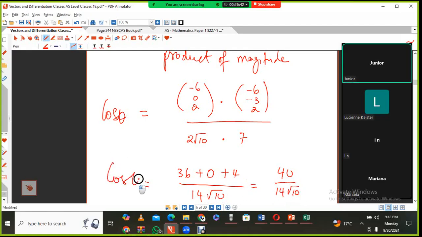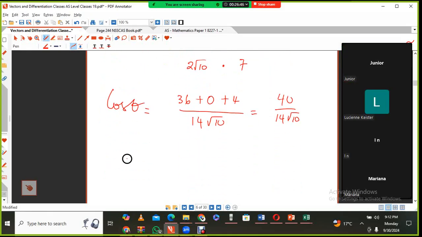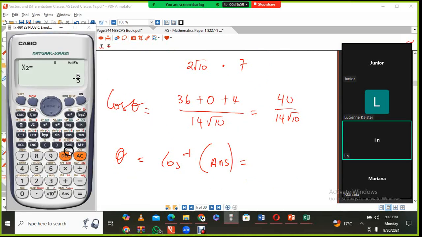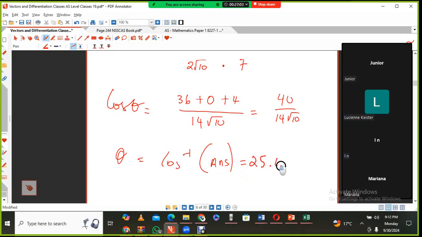So you can actually find the angle. You calculate the angle by taking the inverse cosine of this answer. Grab your calculator. That gives 25.38, so 25.4 degrees to one decimal place.